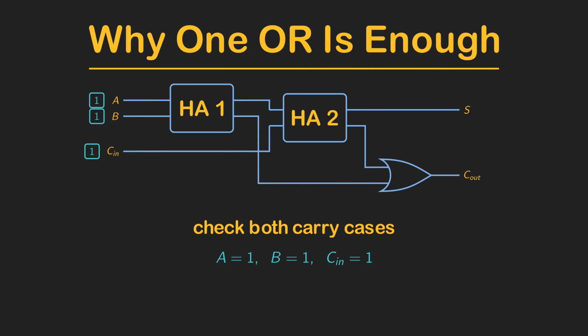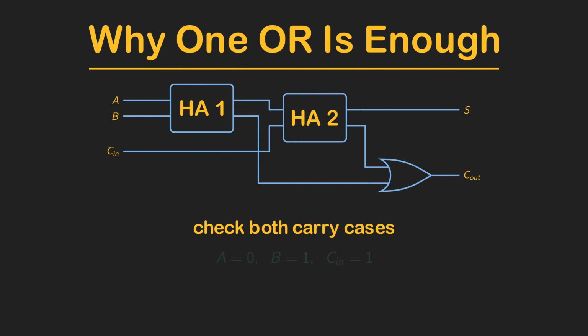Case 1. All 3 inputs 1. The first half adder sees 1 and 1. Partial sum 0. First carry fires. The second half adder adds that 0 to the incoming 1. Sum 1, second carry 0. The OR sees 1 signal high. Carry out 1. Sum 1. Carry 1, sum 1: exactly what counting predicts for 3 ones.